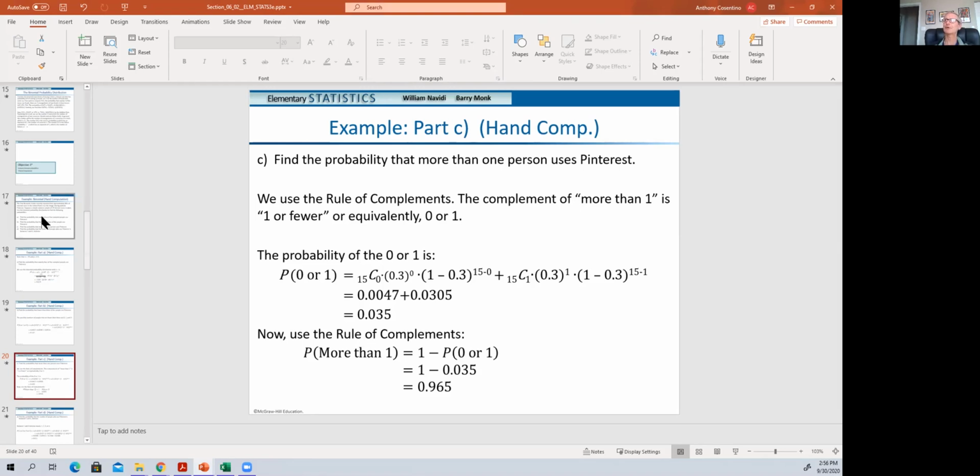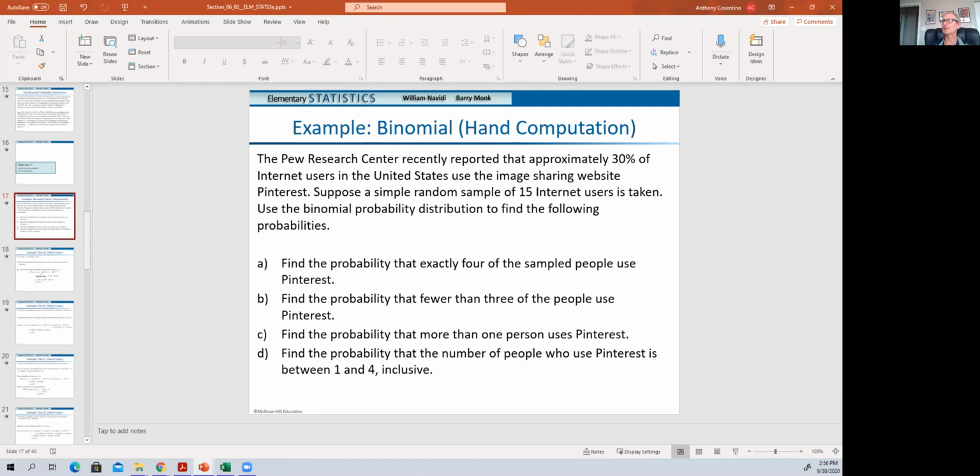So what about the last one? Well, let's do this last one. So 1 and 4 inclusive. That's part D there. And so what do we do in this case?